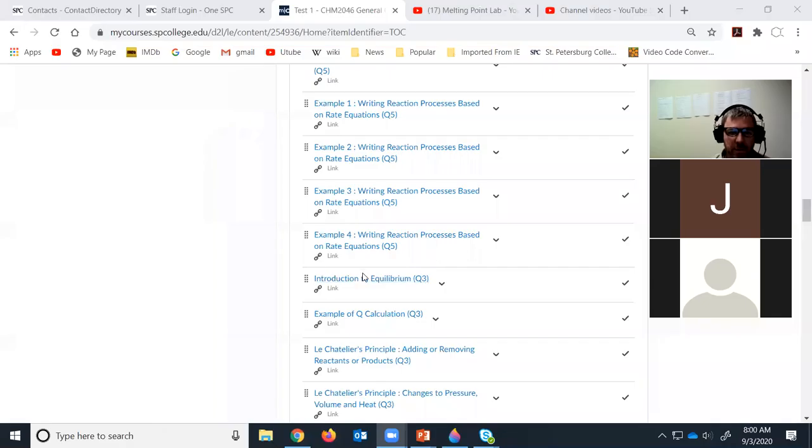Let me see. Here we go, Introduction to Equilibrium. Now, I'm not going to play the whole thing, obviously. I'm just going to play a little bit of it. Now, I'm going to get smarter about this. I have to share the sound. There we go. Share computer sound. All right.